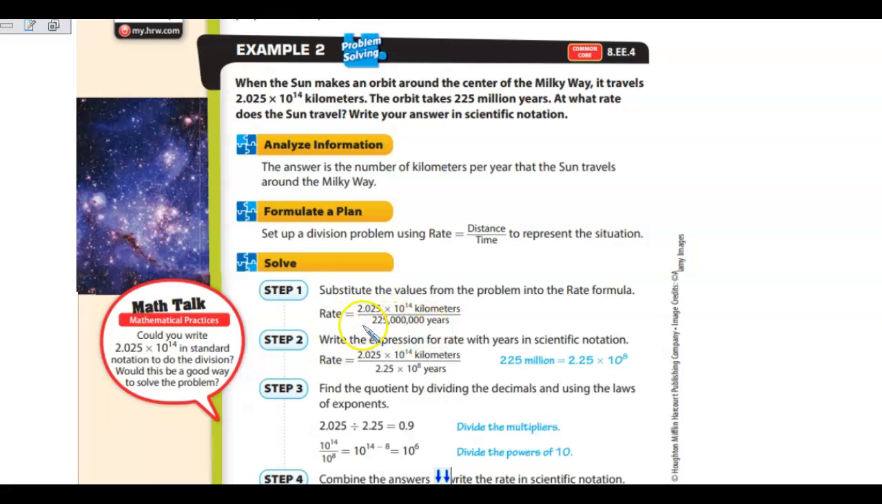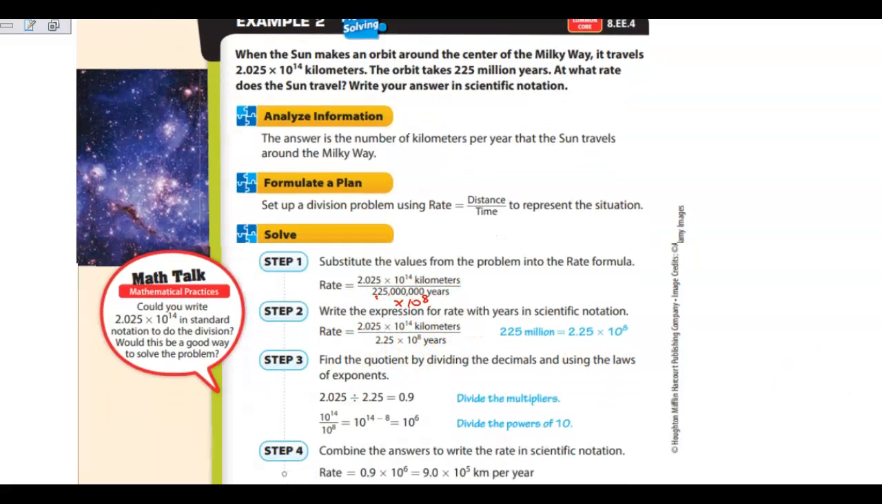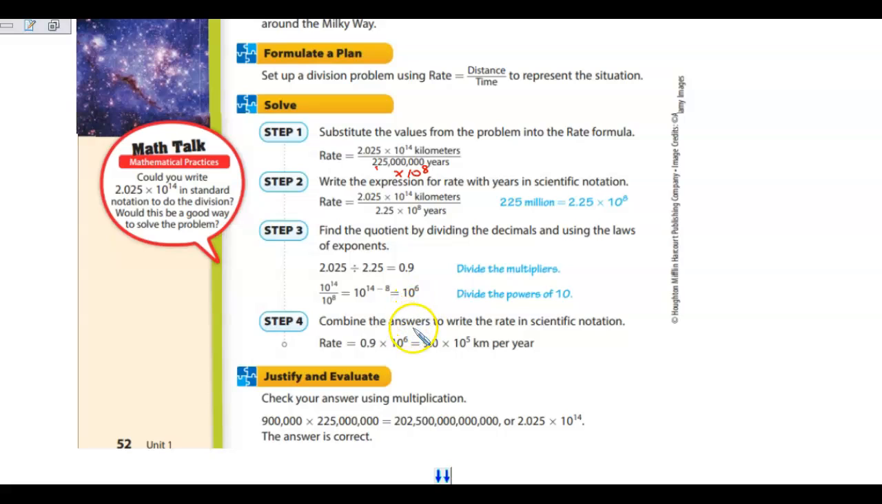And if I do that, I know that I want my decimal between the two 2's, and my power of 10 is going to be 1, 2, 3, 4, 5, 6, 7, 8. That's going to be 8. Okay? So then we get this. Then we're going to find that quotient by dividing the decimals, and then we're going to use the laws of exponents to find out what our power of 10 is going to be.